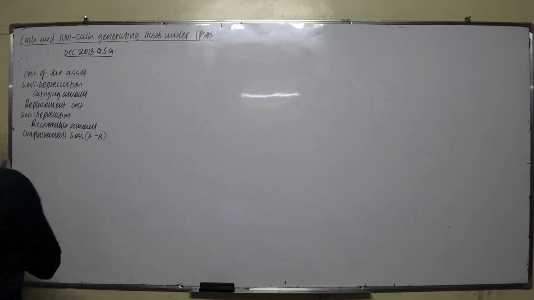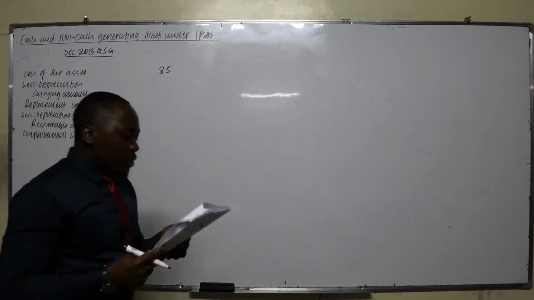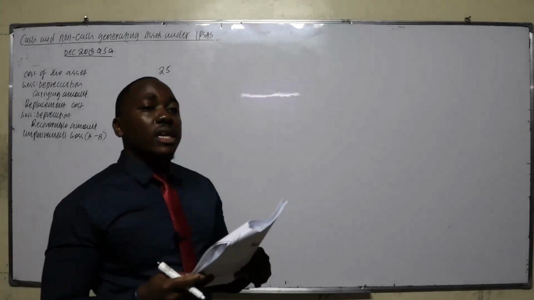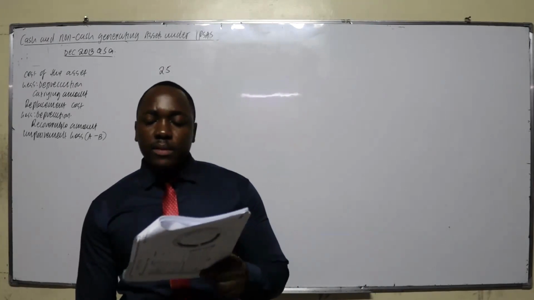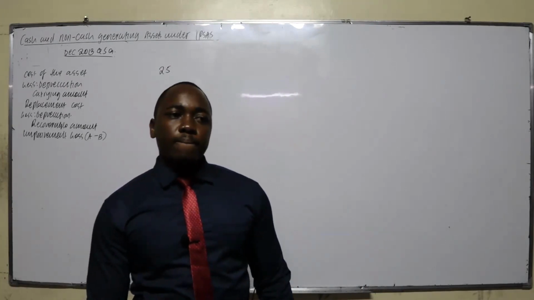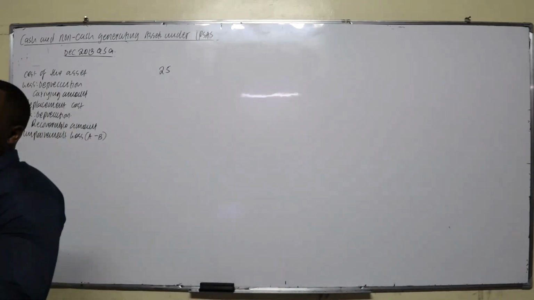Part A of the question. In 1993, the Nairobi County government constructed a public primary school at a cost of 25 million. It was estimated that the school would be used for 40 years. That's the economic life. By the end of 2013, that's after how many years? From 1993 to 2013, 20 years. So that means we are assessing for impairment after 20 years.